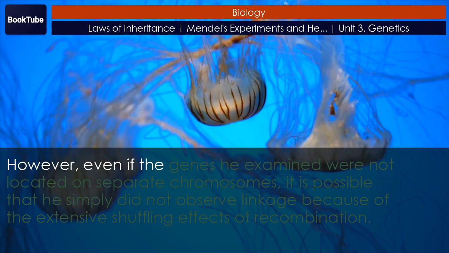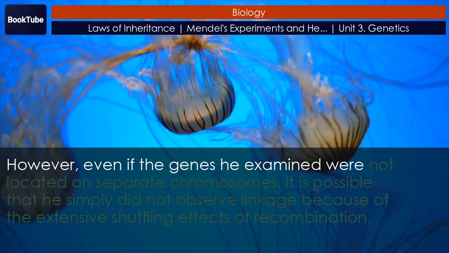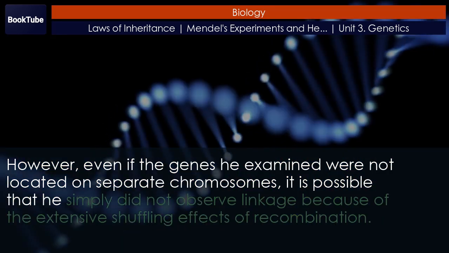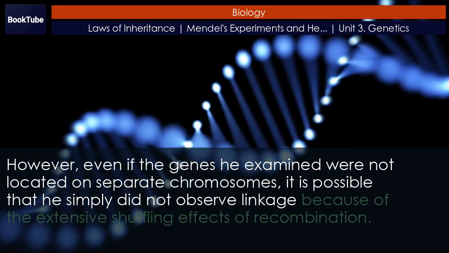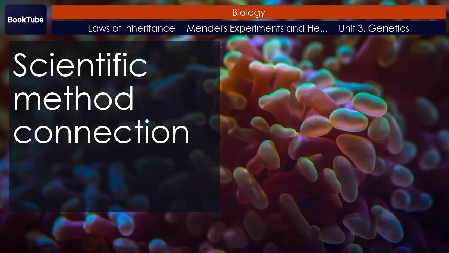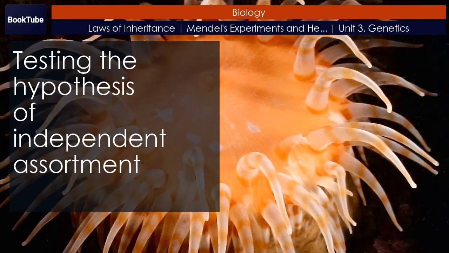However, even if the genes he examined were not located on separate chromosomes, it is possible that he simply did not observe linkage because of the extensive shuffling effects of recombination. Scientific method connection: testing the hypothesis of independent assortment.